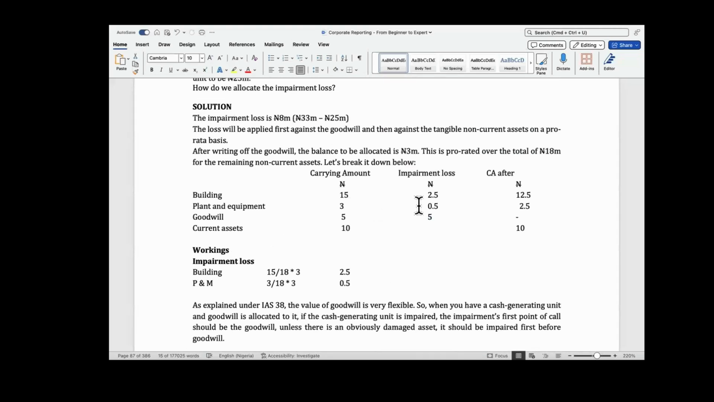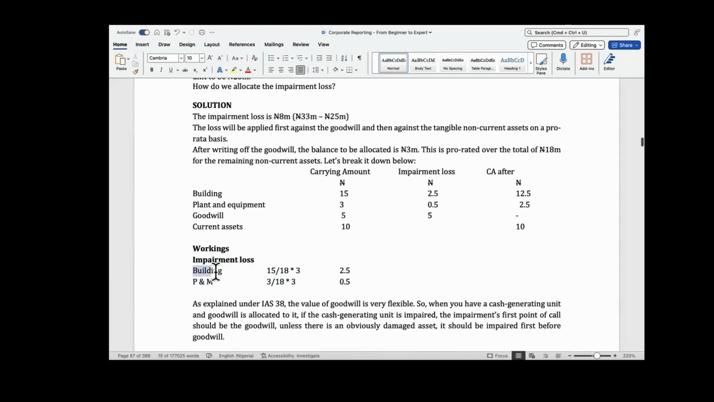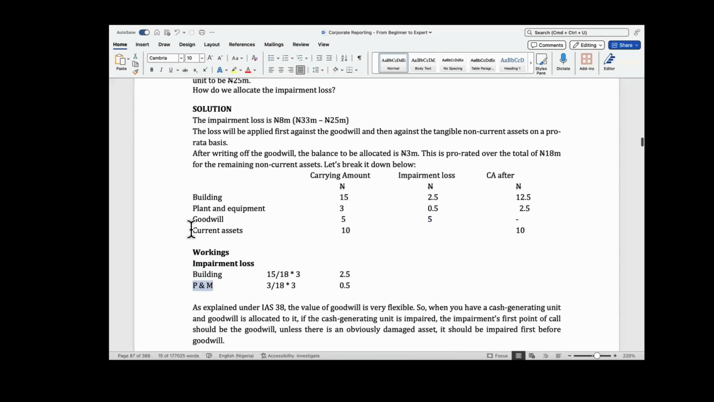And how does that work? So the remaining 3, this is my workings here, showing how I shared it. I actually shared it between building and plant and machinery. I did not share it to current assets. The reason is that when I was starting this topic, I told you that IAS 36 focuses on impairment of non-current assets. Usually current assets like trade receivables and inventory are really outside the scope of IAS 36. The only time you would even consider current assets is if the examiner tells you that this asset has been impaired also.